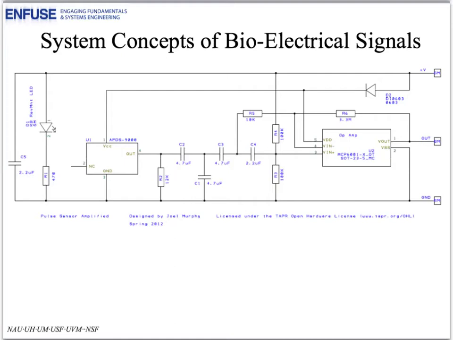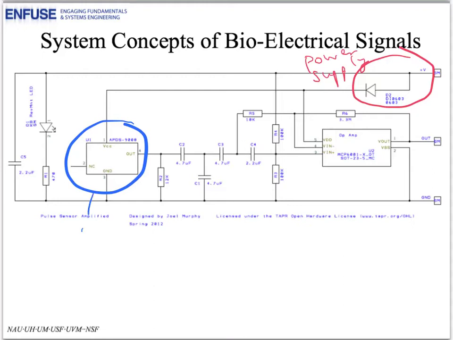Now let's take a look at the schematic of the pulse sensor circuit that you'll be using in the laboratory experiment. At first glance it appears to be complex, but we can break it down into its functional parts. In the upper right hand corner, this is actually the power supply portion of the circuit. And then over here on the left hand side is the LED and the photodiode circuit.